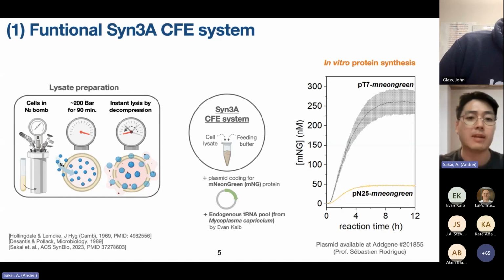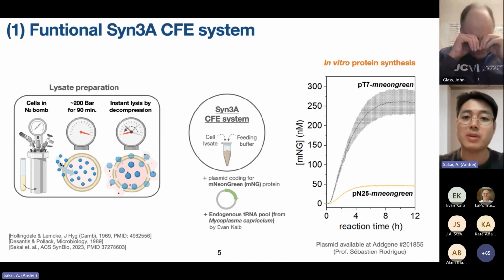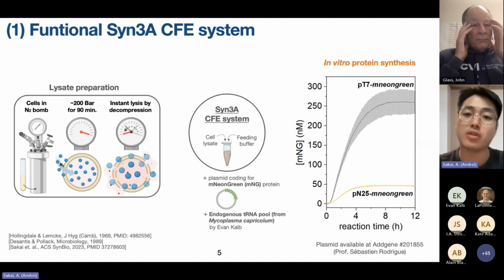It's here on the left side. In this technique, you incubate the cells at a very high nitrogen pressure, which allows the nitrogen to dissolve inside the cells. And by instant decompression of the cells, they disrupt from the inside out. In this way, we got a cell-free expression system based on syn3A, which was functional.